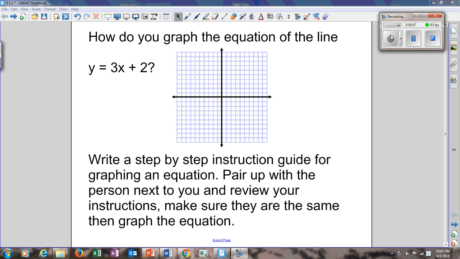Okay, today we're going to work on our next section, which is graphing linear inequalities with two variables. However, many of you struggled with just graphing a regular line. So we're going to start today's lesson by having you partner up for a couple minutes and write a step-by-step instruction guide for graphing an equation. You're going to use this equation, y equals 3x plus 2. So go ahead and pair up with the person next to you, review your instructions and make sure they're the same, and then graph the equation.